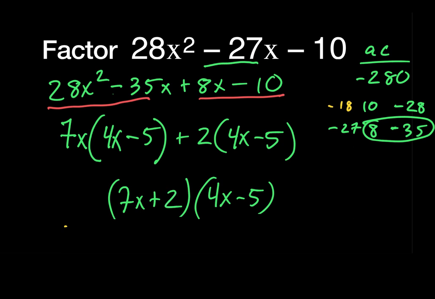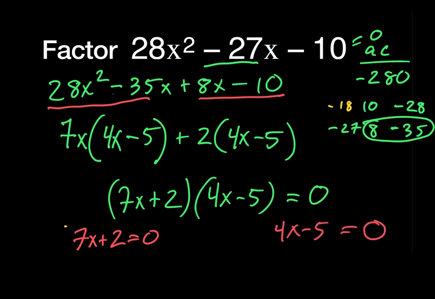And then I'm done because this did not say solve. If it would have said solve, this would have been set equal to 0. Then I would have had to take 7x plus 2, set that equal to 0, and 4x minus 5, set that equal to 0, and solve each of them, because if two numbers multiply to 0, one of them has to be 0. So what would make this 0? It'd be 5/4. What would make this 0? Negative 2/7. But you'd find that out by solving those.